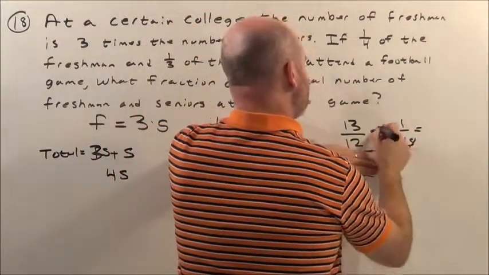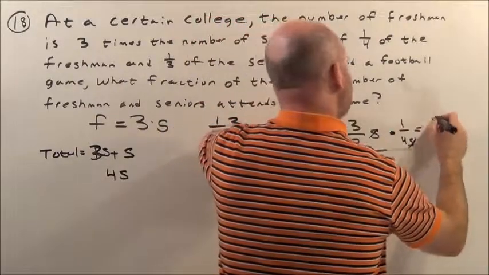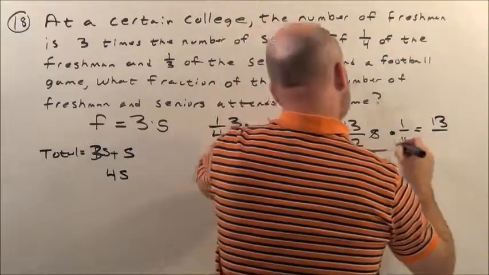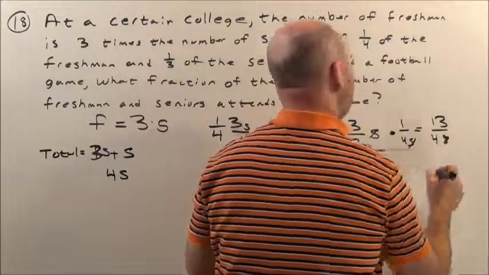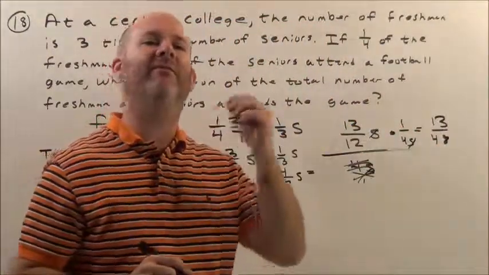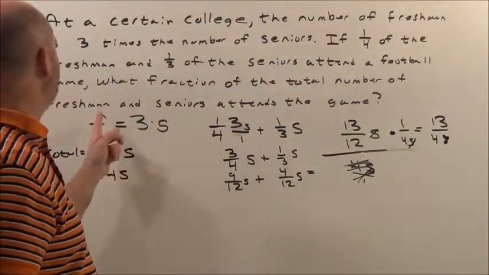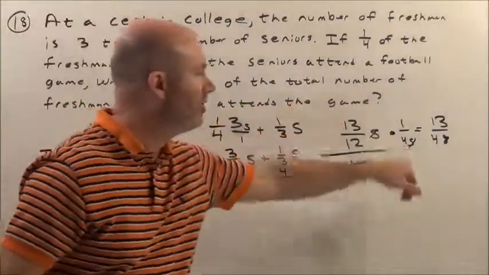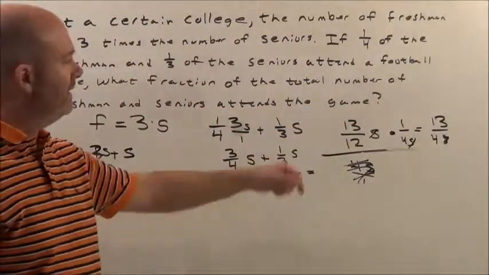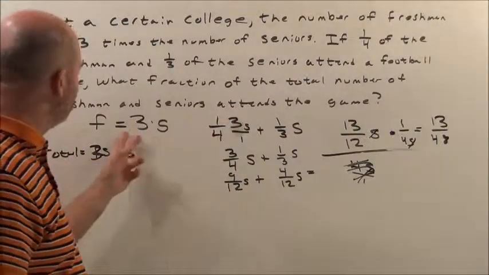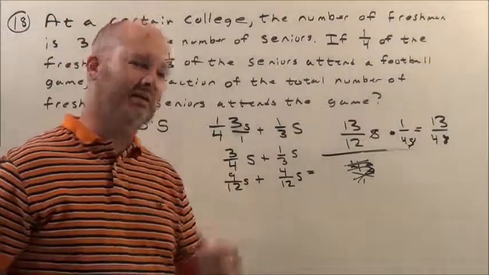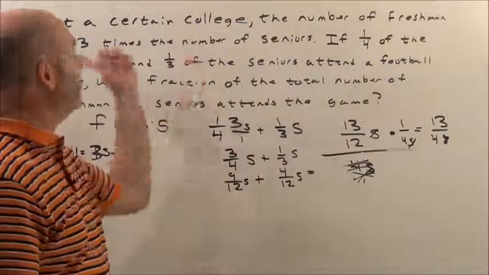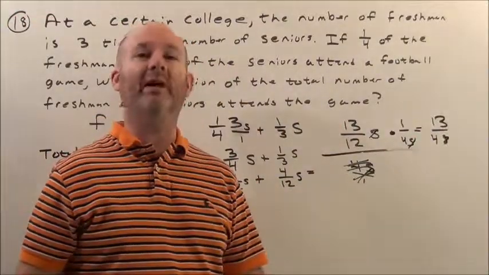Now, notice the S's are going to cancel. 13 times 1 is 13. 12 times 4, 48. The answer is 13/48. So we know the fractional part of the total number of freshmen and seniors that attended the game is 13/48. Little tricky. You just got to sort of translate the language and think it through a little bit. So anyway, problem 18, 13/48 will be your answer.